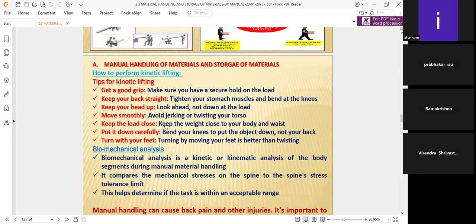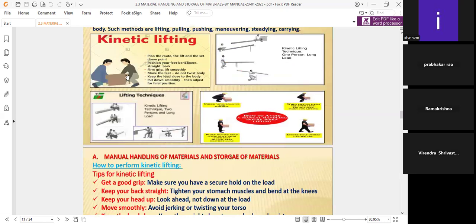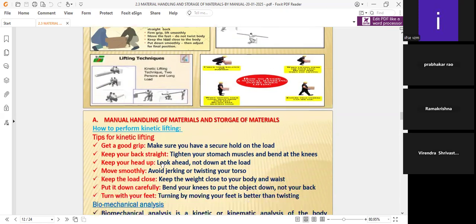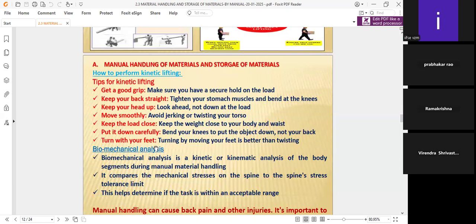Keep the load close. Keep the weight close to your body and waist. You have to see that it is close, because if the hand is stretched out, we cannot carry it. It should be very close to the body, then bend, and again lift straight like this only. We know all these things, but we have to inform the employees during the training. These are serious matters if they do not follow them strictly.